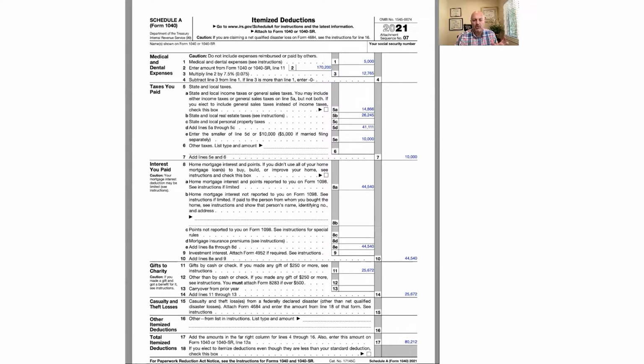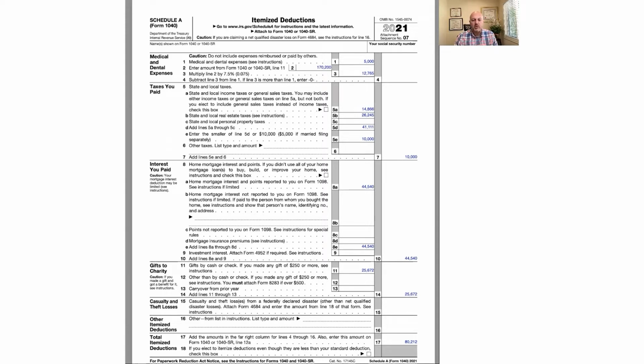$170,200 we calculated earlier. Now, the more income you have, the higher your adjusted gross income. That means the higher the barrier for you to be able to meet to qualify for the medical and dental deductions. So in this case, you would calculate 7.5% of the adjusted gross income. It comes out to $12,765. And you'll see on line 4, you're not able to take any medical and dental deductions because that $12,765 is greater than the actual expenses that you had.